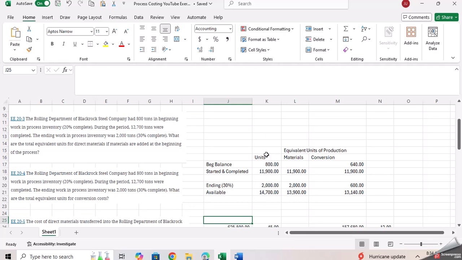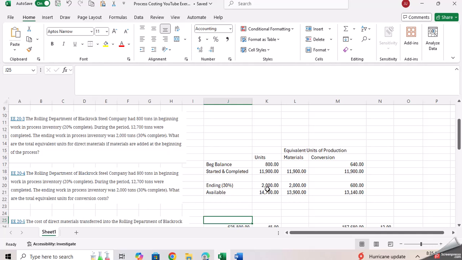So then I've mapped it out again over here. What did we start with? What was started and completed? Again, because the total of those two, the 800 plus the 11,900, is that 12,700. So I kind of just broke it out as compared to how they had it written. And then what was left was 2,000.